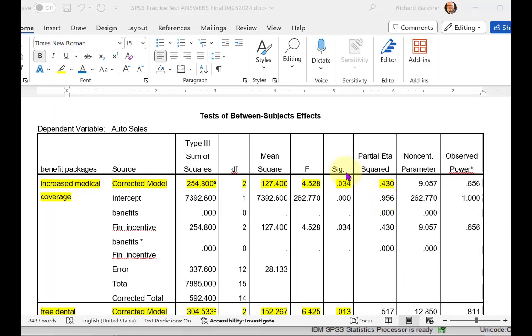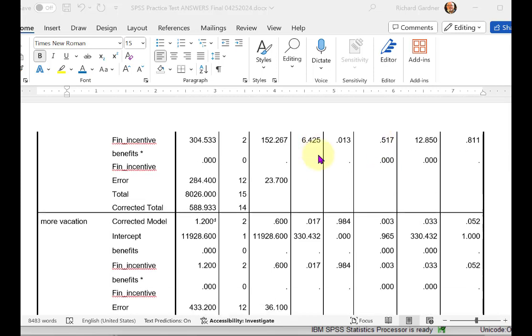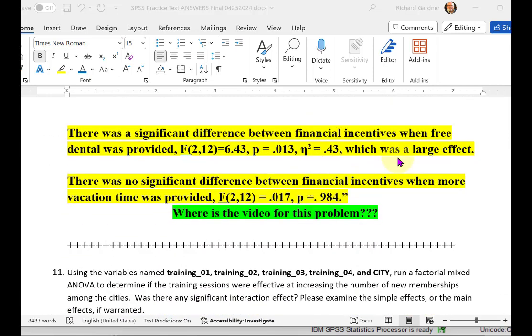And I did paste it into the answer sheet, again, for ease of use. Same thing that's on the output. And then I wrote it up, right? There was a significant difference between the financial incentives. That's the second IV, the one we didn't split the file on. Now, I could have split this file by financial incentives as well, right? So that would have been a different simple effect, but I'm trying to keep this movie under 10 minutes, so let's just go there.